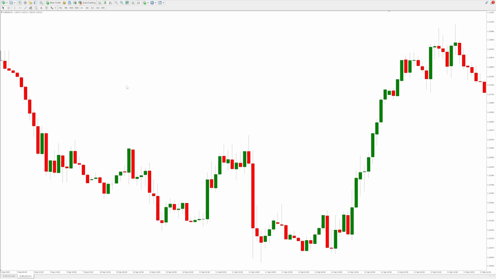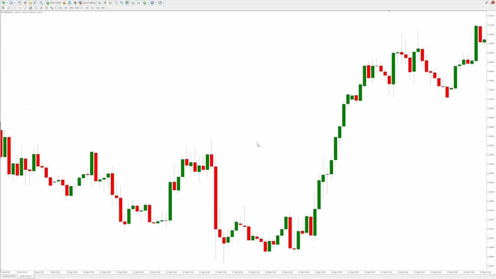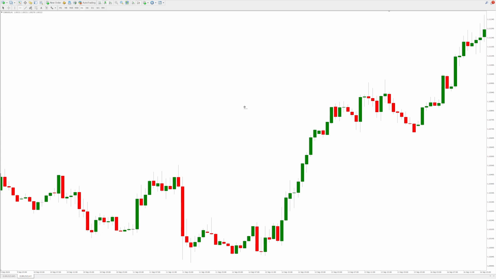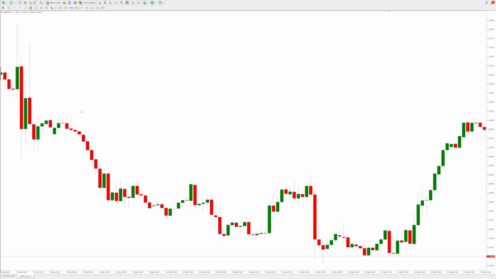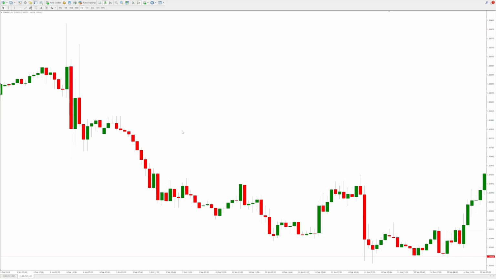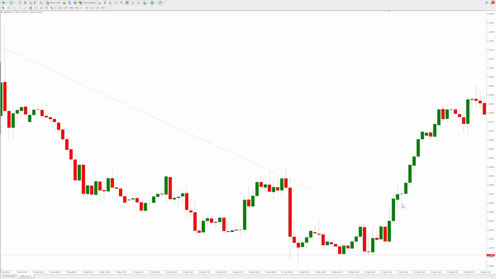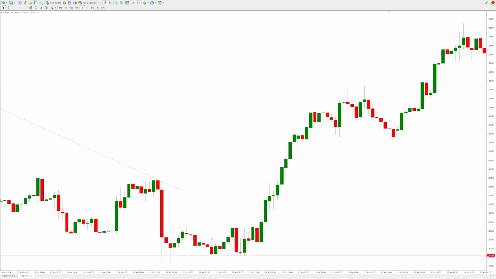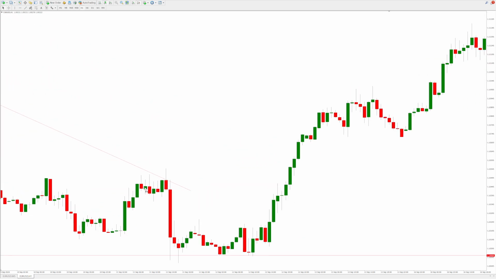So I have a euro dollar 1 hour chart here, and when you're looking for the double bottom candlestick pattern, what you need to do is find two levels of support, at least two levels of support following a downtrend. So here you can see we have a downtrend, and we have a level of support that's formed here.